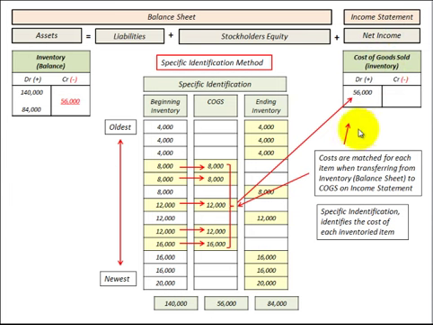So our costs are matched for each of the items when they're transferred from our inventory on our balance sheet to our cost of goods sold on our income statement. So the specific identification identifies the cost for each inventoried item. And then whatever remains in our ending inventory, that could either be an older or newer cost, or it's whatever is left over after we use our inventory.